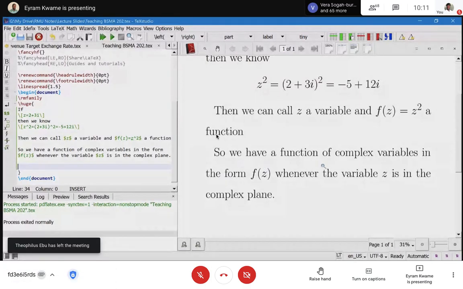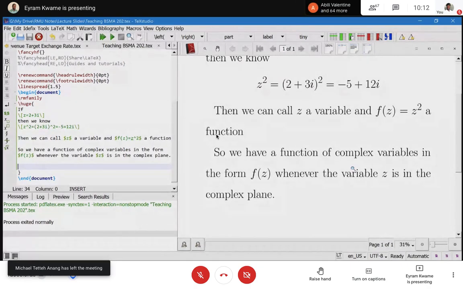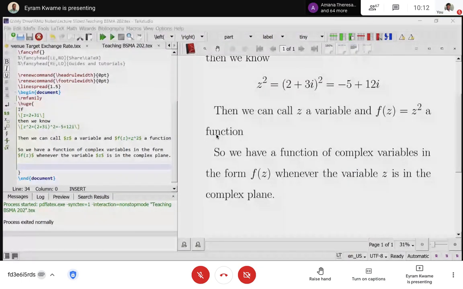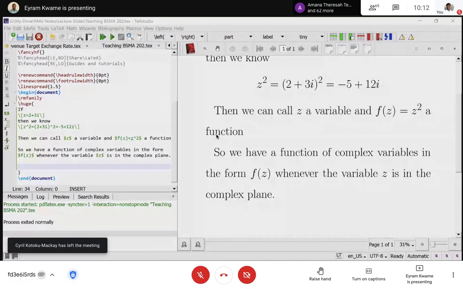When we talk about functions of complex variables, it means that we are dealing with the function f of z, and z must be a complex number, or z can only take complex numbers. That is what the information on slide number 5 is talking about. I clearly said that let S be a set of complex numbers, and then we define a function which takes on numbers from the complex plane.